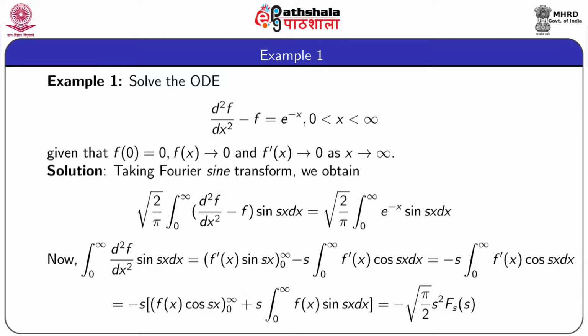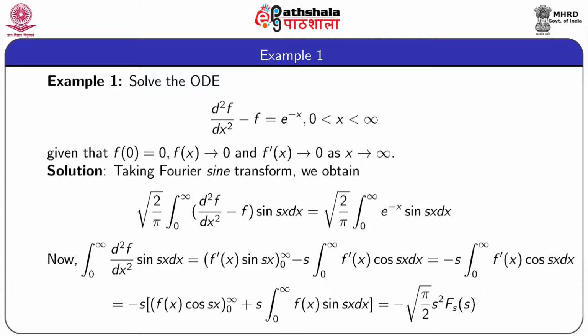Now, we will multiply the given differential equation by root over 2 by pi into sine sx and will integrate with respect to x from 0 to infinity to obtain root over 2 by pi integral 0 to infinity (d2f/dx2 minus f) sine sx dx equal to root over 2 by pi integral 0 to infinity e to the power minus x sine sx dx. That means, we have taken the Fourier sine transform of the given differential equation.